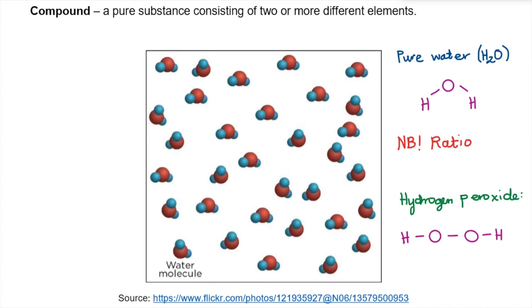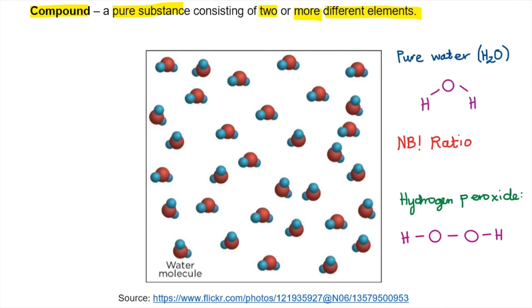Let's now take a look at the definition and a few examples of a compound. We say that a compound is a pure substance, just like elements, but this pure substance consists of two or more different elements. So an element is a substance that contains only one type of atom, but if we look at a compound, it contains different types of atoms.